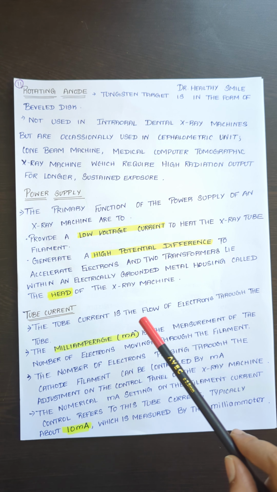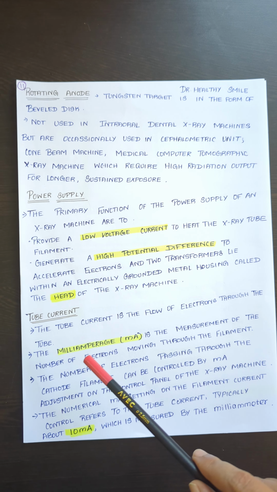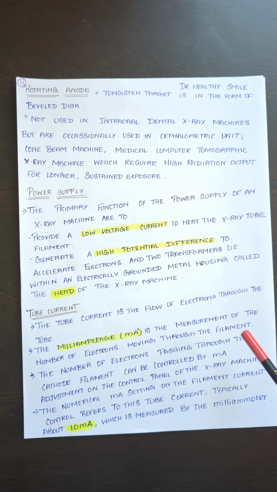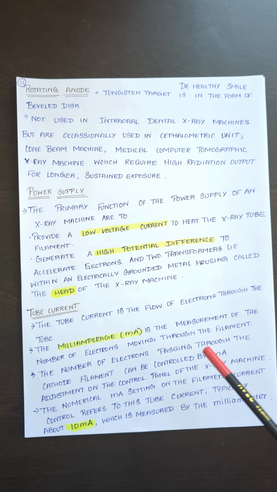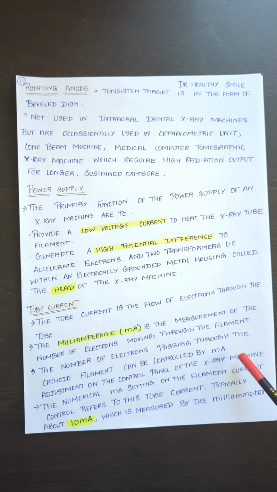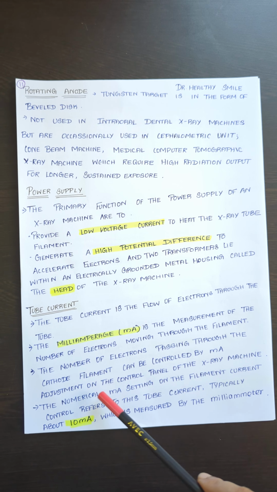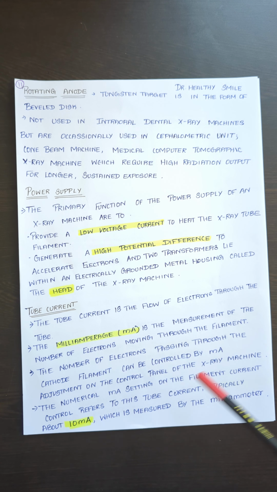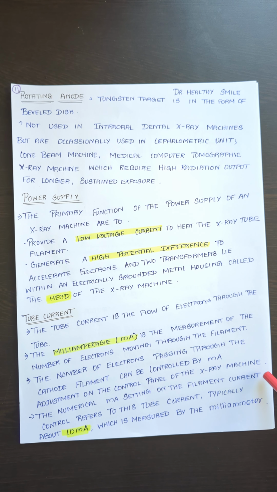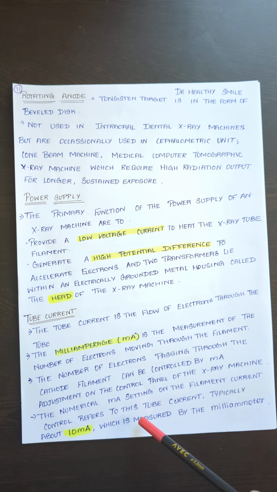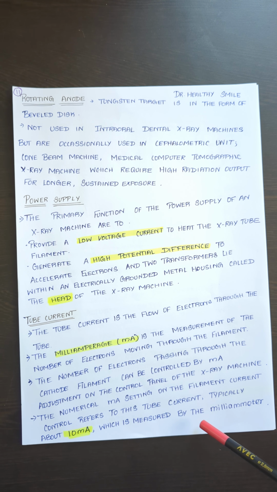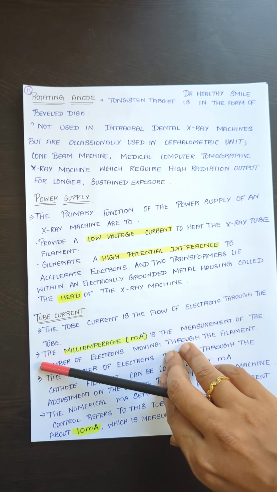Tube current. The tube current is the flow of electrons through the tube. The milliampere is the measurement of the number of electrons moving through the filament. The number of electrons passing through the cathode filament can be controlled by the milliampere setting adjusted on the control panel of the X-ray machine. The numerical mA setting on the filament current control refers to this tube current, typically about 10 milliamperes, which is measured by the milliammeter.